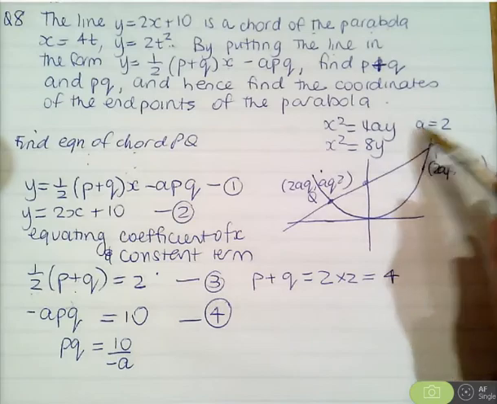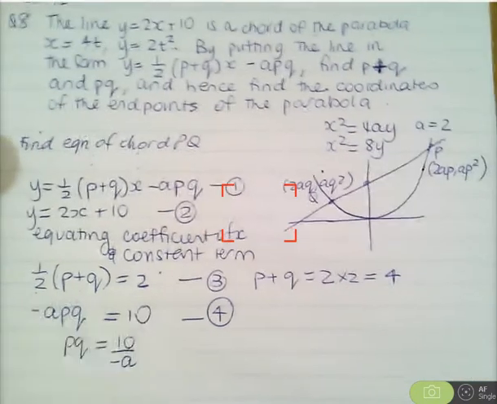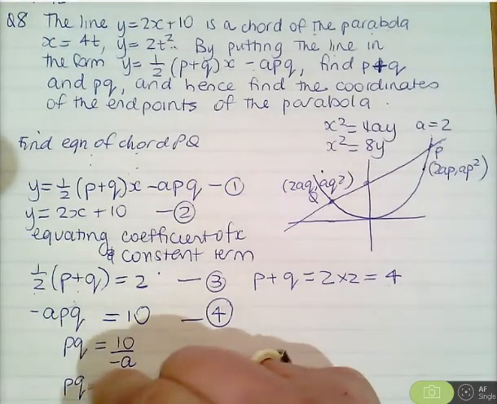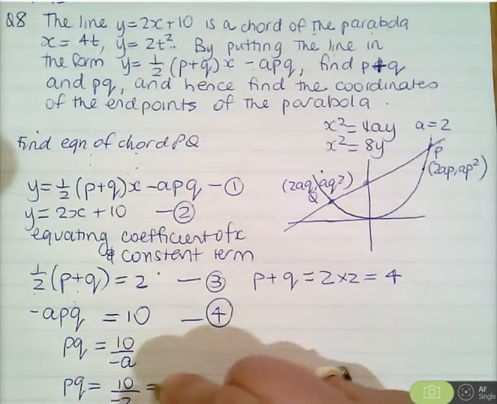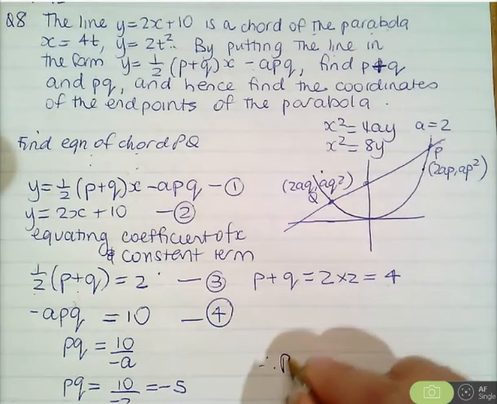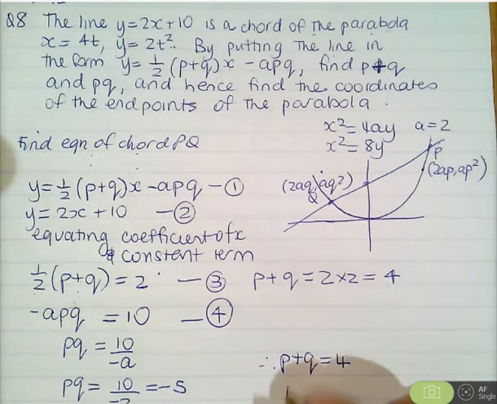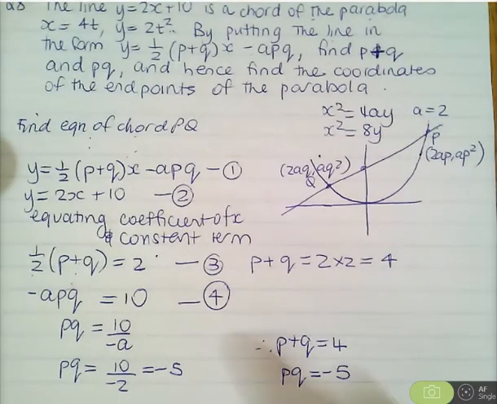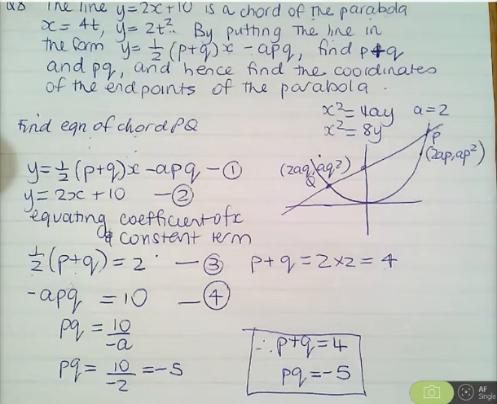Now we know from earlier that A is equal to 2. So therefore P times Q is 10 over negative 2, which happens to be negative 5. So therefore P plus Q is 4 and PQ is negative 5. So that's our answer to question 8, part A.